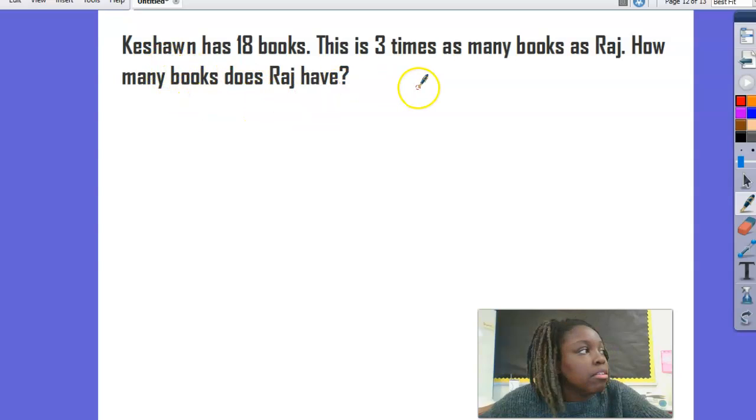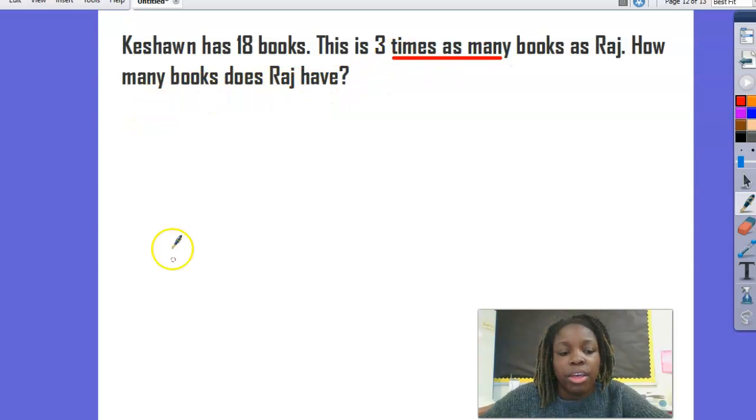Keyshawn has 18 books. This is 3 times as many books as Raj. How many books does Raj have? So I know that this is a multiplicative comparison problem because I'm looking at times as many. All right, so I have to write my steps. The first thing I need to do is find my variables. So what are my 2 variables that I'm writing here?